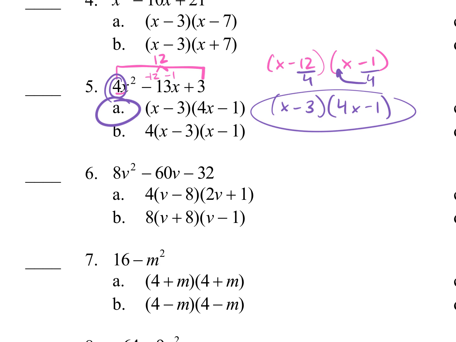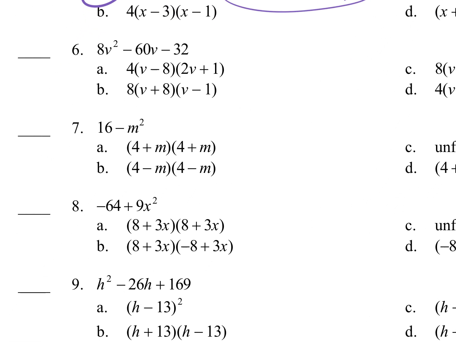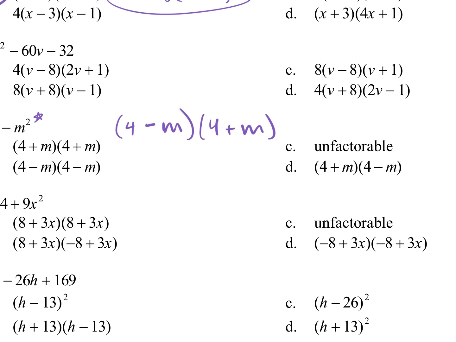One way that you can check your work for these types of questions is FOIL it out. Look at your answer choices, and you can FOIL it to work backwards. For 7, this is the difference of squares, so it factors into 4 minus m and 4 plus m. So that would be answer choice D.